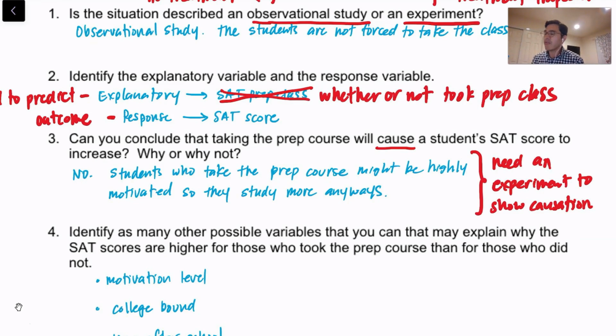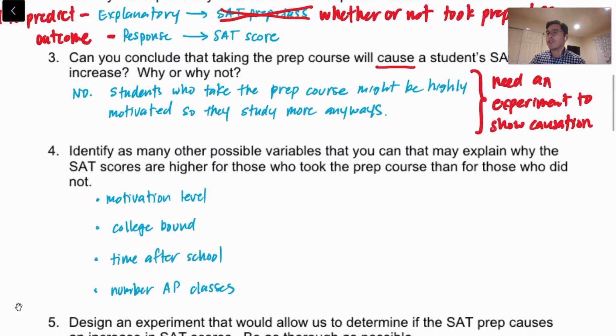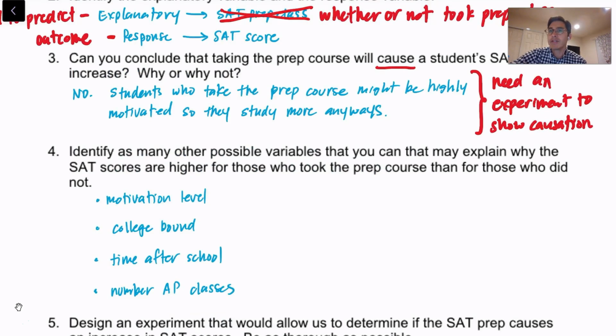All right. So we kind of already alluded to, maybe these students were more motivated. Maybe they just are more studious. Maybe they study more. But in question 4, we're going to try to think of, well, what other factors, what other forces might have been in play that led to those higher SAT scores? So identify as many other possible variables that you can that may explain why the SAT scores are higher for those who took the prep course versus those who did not. So we've already talked about motivation level. Maybe the students who signed up for the course are more college bound to begin with.